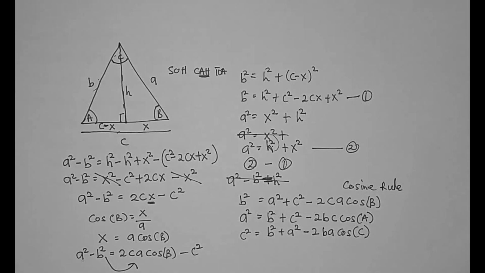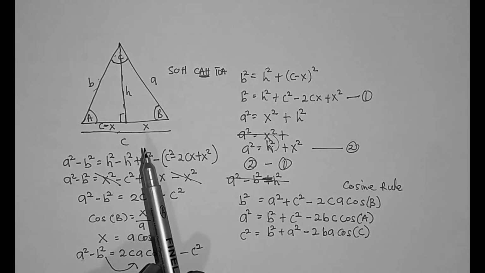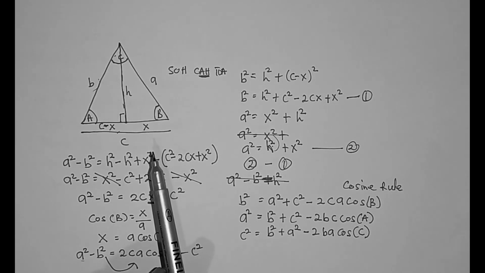So the cosine rule helps in the instance where you have the length of two vectors and the angle between them is known. You can find the length of the other side. And then the sine rule is when you have two angles and only one length is known.